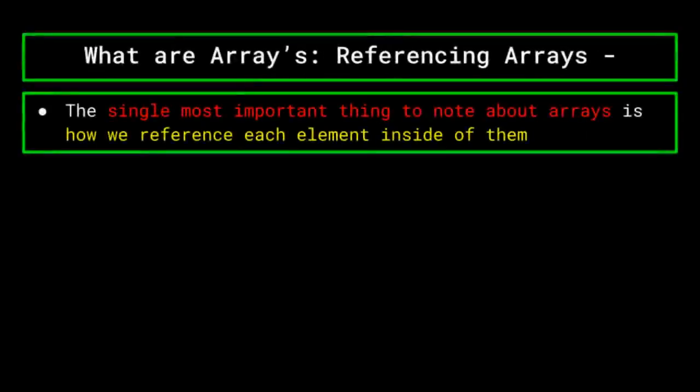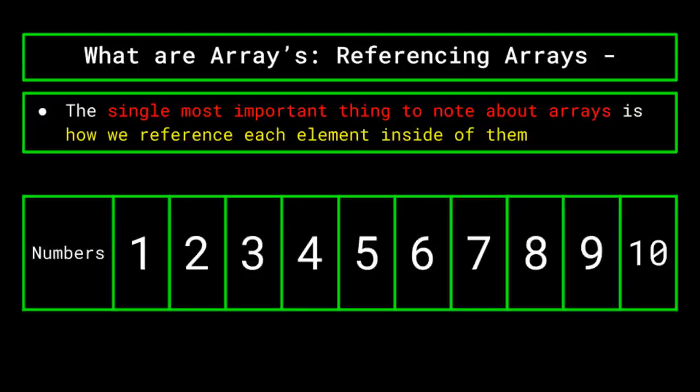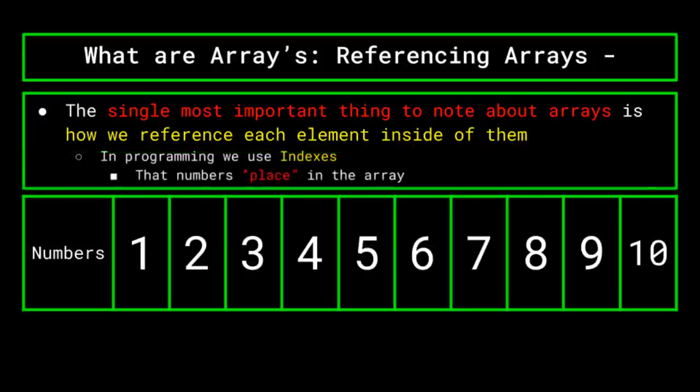Now, the single most important thing to note about arrays is how you reference each element of the array within them. Let's create a basic array called numbers, and inside of it put the digits 1 through 10. Now, when we want to refer to each cell in this array, we would call upon its index. An index is just a fancy way of saying that number's place within the array.